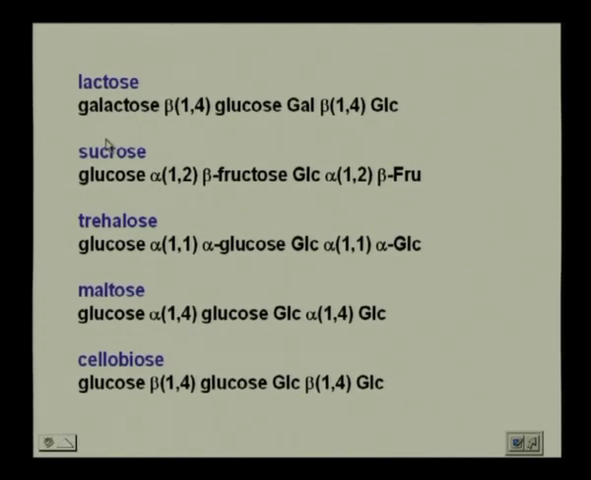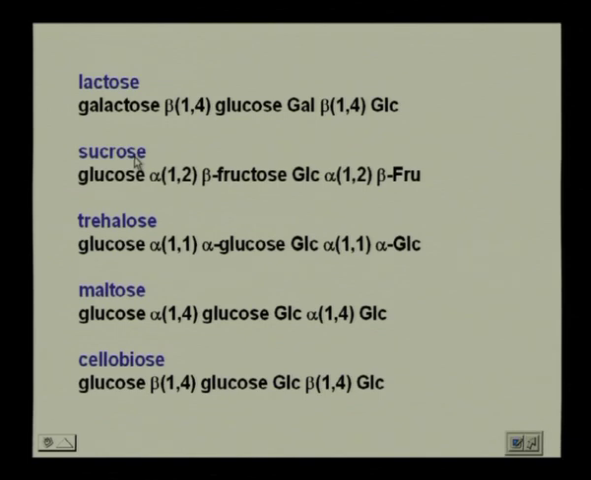Now, these are some examples. Lactose is galactose beta 1,4 glucose. What do we need to know for this? We need to know the structure of galactose, the beta anomer of galactose, and the structure of glucose, and then this is the way it is written in short form: galactose beta 1,4 glucose, that is lactose.